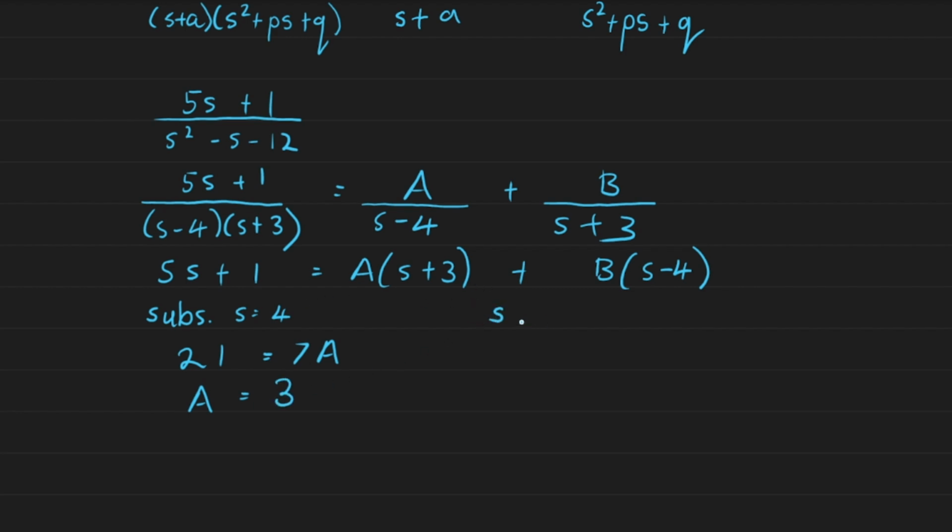We can substitute another value for s. We'll now substitute s = −3. 5 times −3 is −15, and −15 plus 1 is −14. Then −3 plus 3 gives us 0, so the A term is gone. And we have −3 minus 4, that is −7, so we have −7B. That means that B is equal to 2.